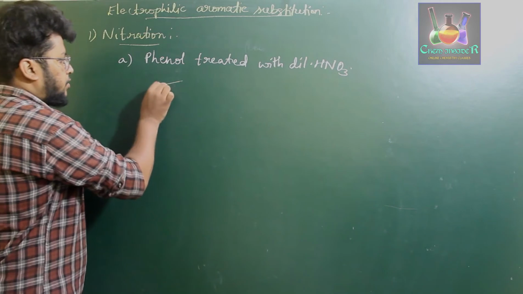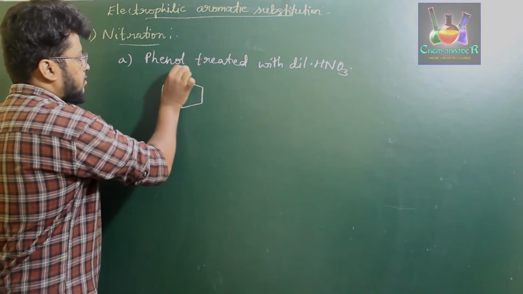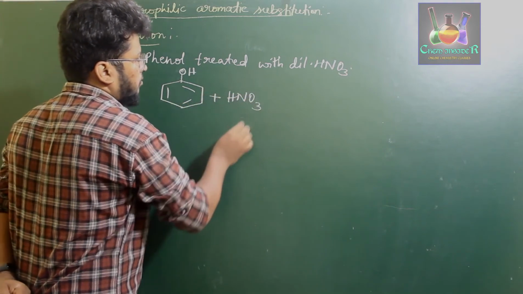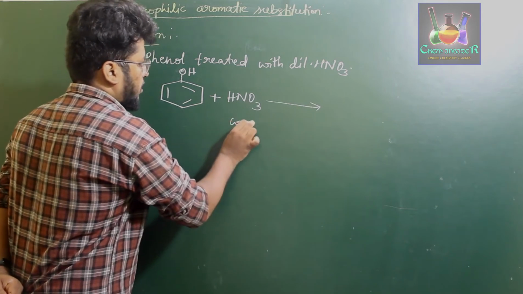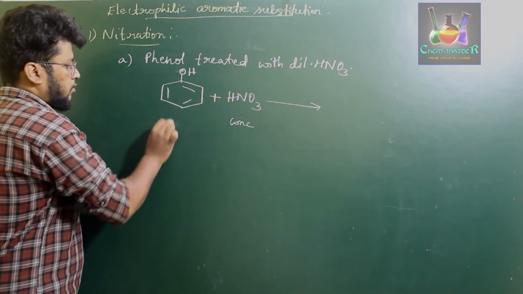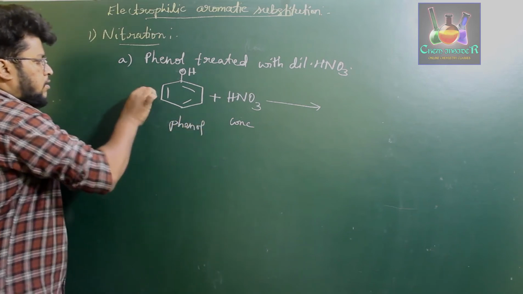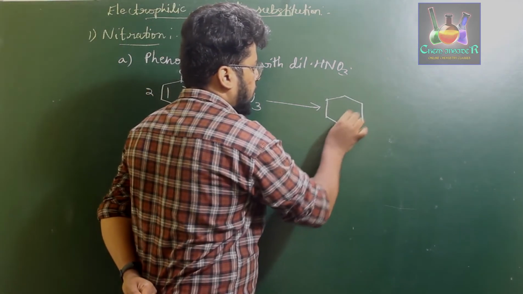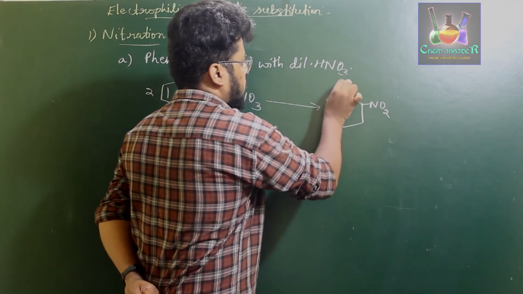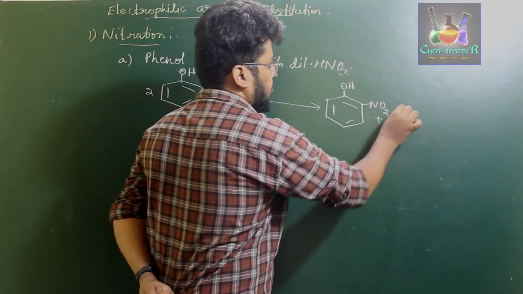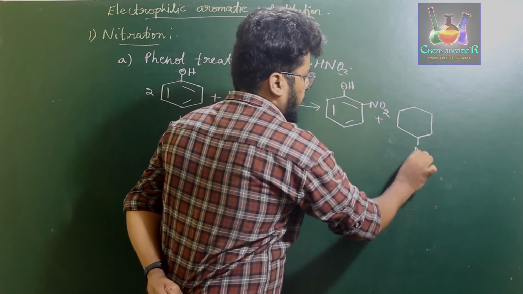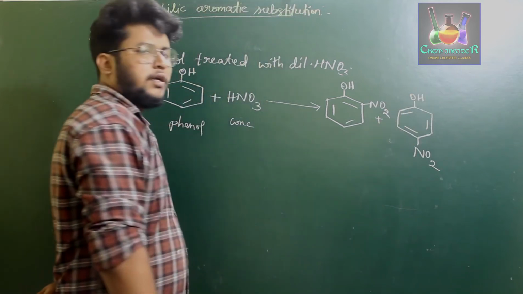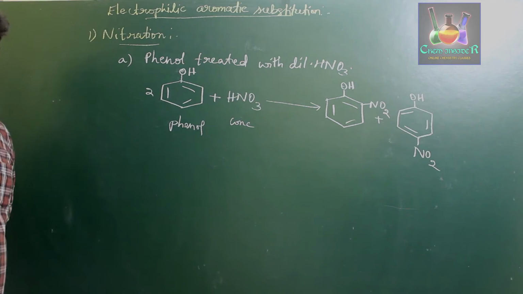When you treat phenol with dilute nitric acid, it forms two products, that is orthonitrophenol and paranitrophenol. So it forms orthonitrophenol and paranitrophenol. These orthonitrophenol and paranitrophenol are two immiscible liquids, but they can be separated by the fractional distillation process.